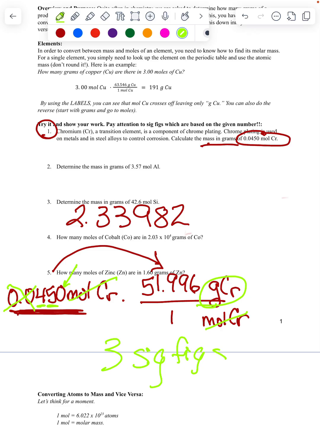So come up to your answer. Start with the first number. 1, 2, 3. We're going to stop the number right there. Always look to see if you need to round. Some of you messed up rounding on the test. Yep, this is going to become 2.34 grams, and there's your answer. Okay?